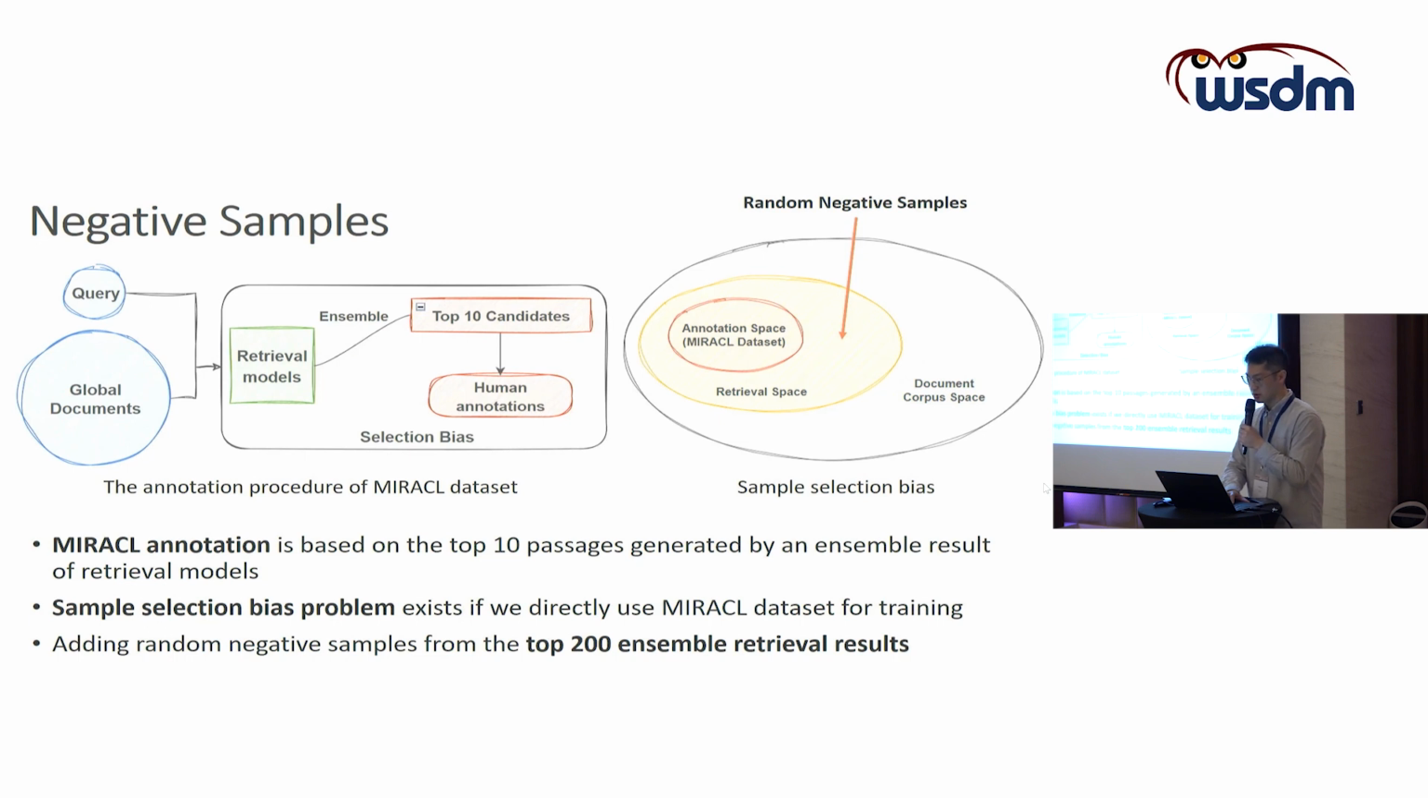If we use the annotation data directly for ranking model training, it can result in a sample selection bias problem that negatively impacts the model's final performance. To avoid this issue, we add random negative samples from the entire retrieval space to the annotated data in order to align the two sample spaces. Our experimental results show that increasing the number of negative samples leads to a smooth improvement in model performance. This approach is much more efficient than using negative samples from the entire document corpus.